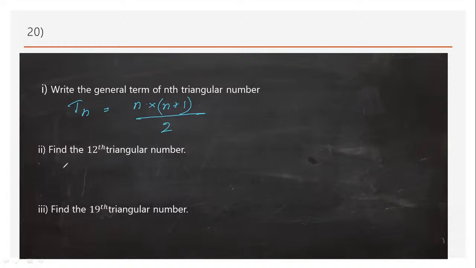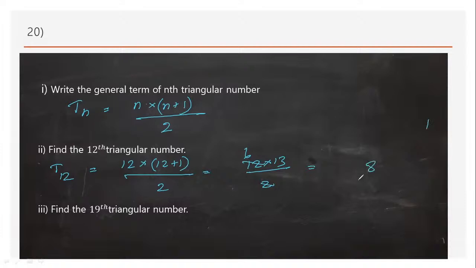Then we have to find the 12th triangular number. Easy to do like this. 12 into 12 plus 1 divided by 2. It means 12 into 13 divided by 2. 6 times 3, 18, 1 remainder, 6 and 1, 7, 78. Next question, 19th triangular number.